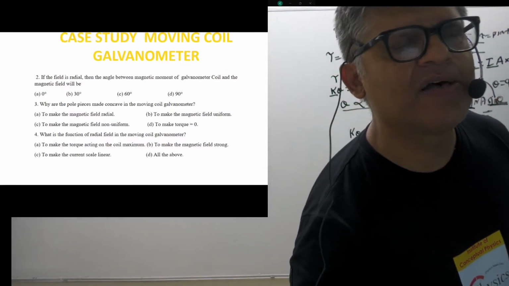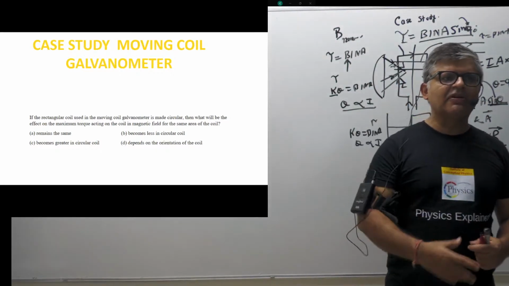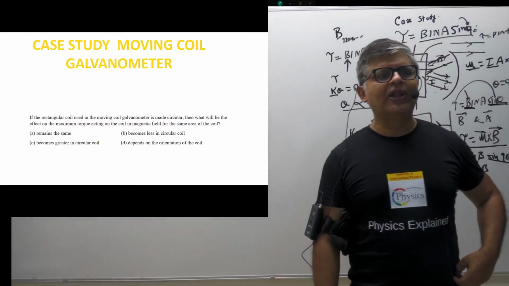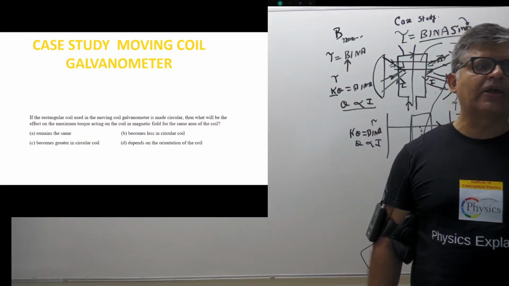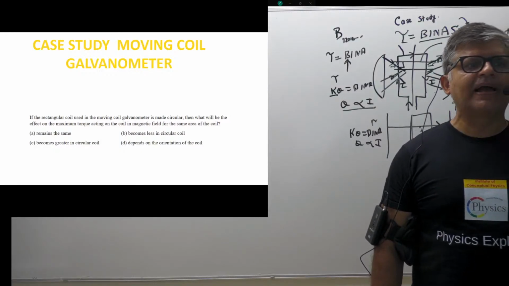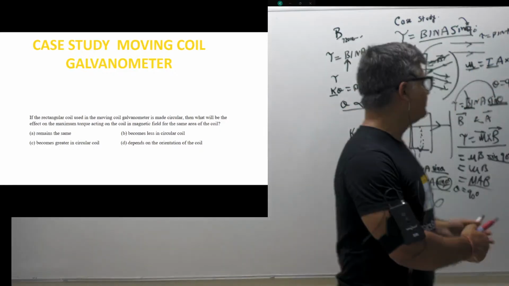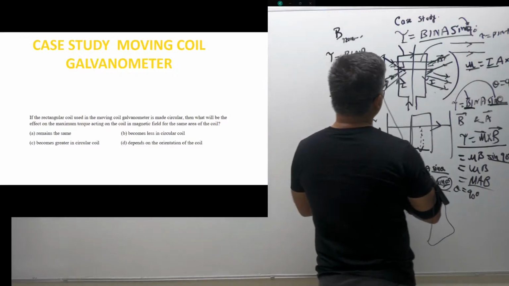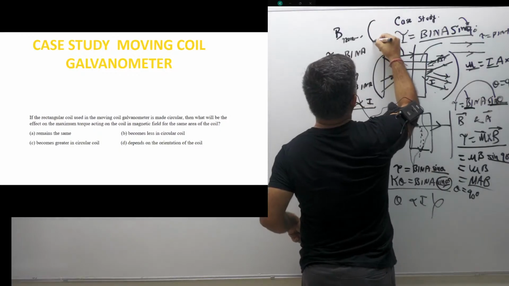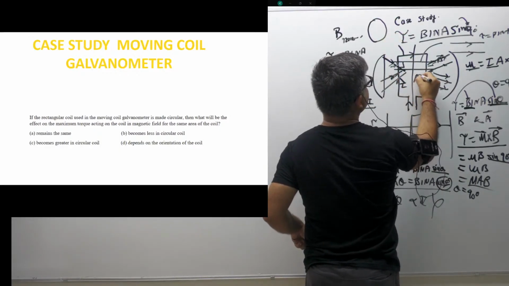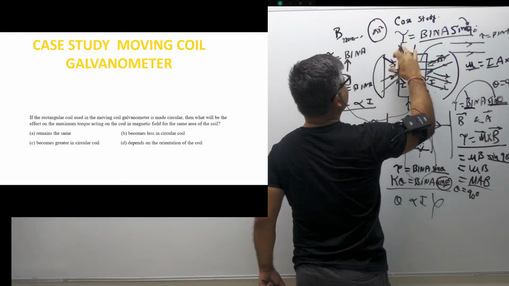Okay, let's see if you have any other question. So one more question. If the rectangular coil used in the moving coil galvanometer is made circular, then what will be the effect on the maximum torque acting on the coil in the magnetic field for the same area of the coil? So you have this rectangular coil, and you convert it into a circular coil. The area of this is A, which is length into breadth, and the area of this is pi r square. So I have the same area.